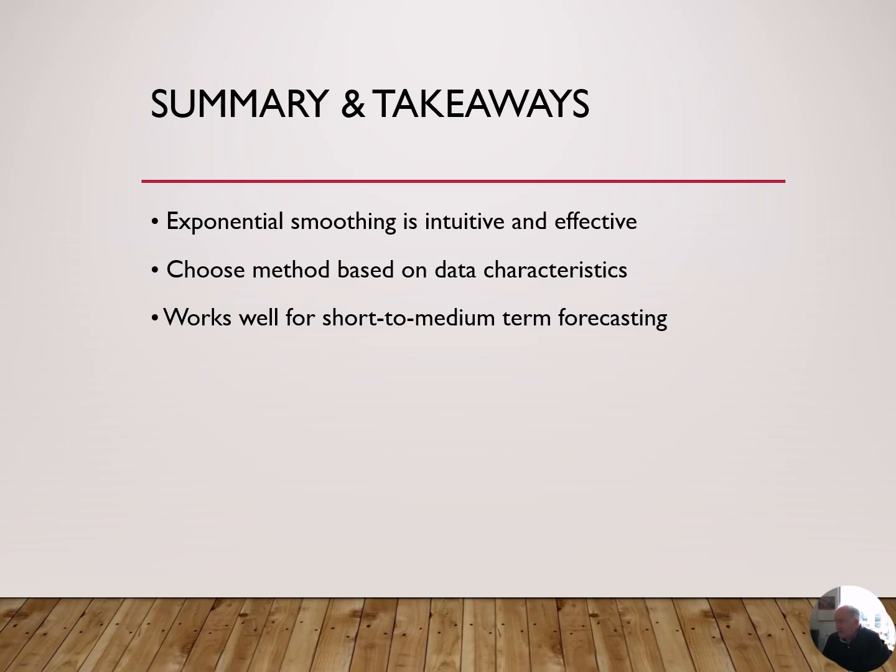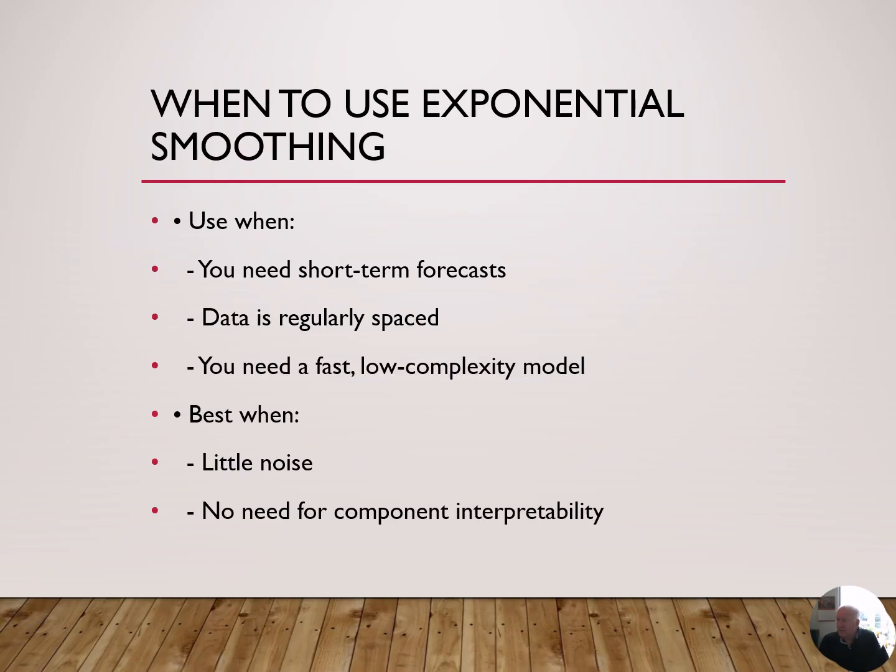So exponential smoothing is intuitive and effective, and the method you choose is based on the data characteristics, and it works well for short to medium term forecasting. You use it when you need a short-term forecast, when the data is regularly spaced, and when you need a fast, low complexity model. And it's best when there's little noise and there's no need for component interpretability.